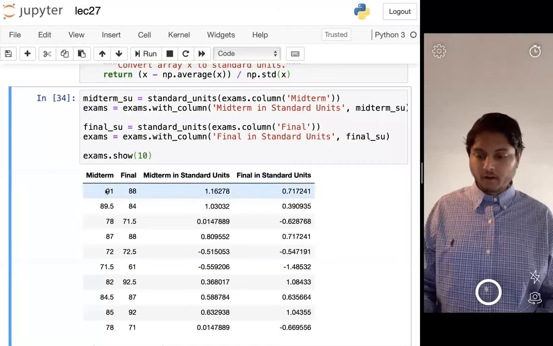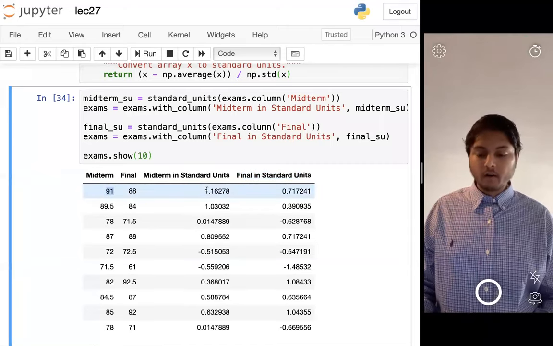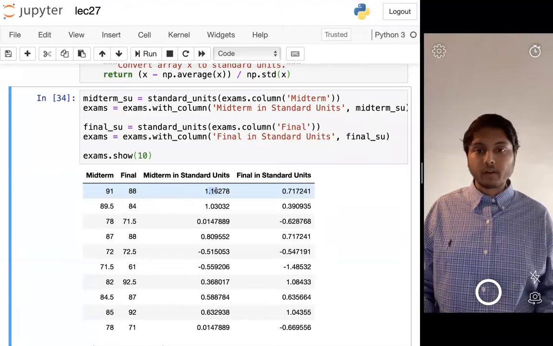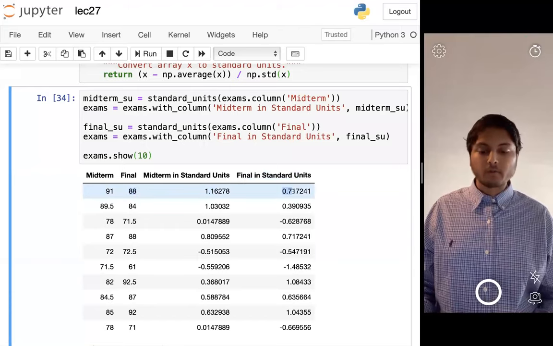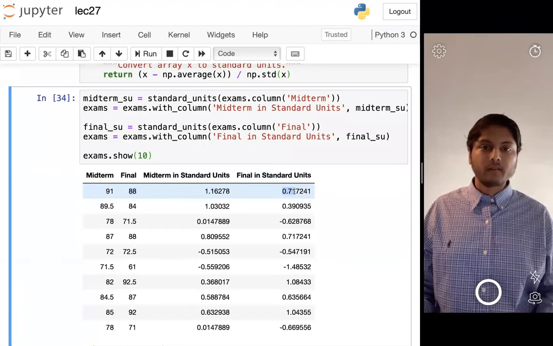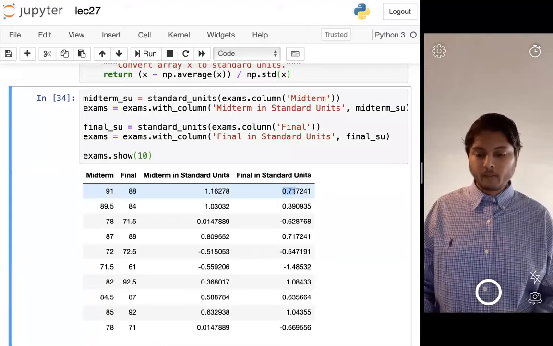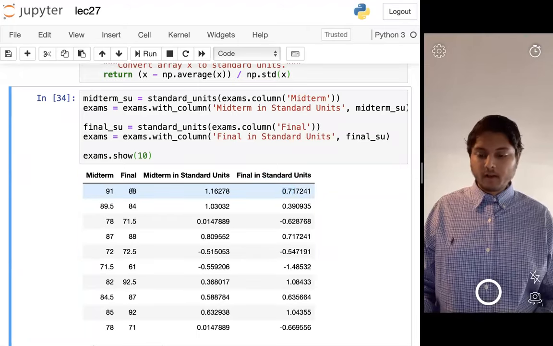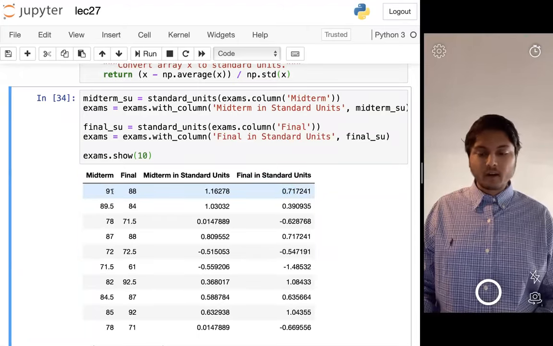So if you look here, this person got 91. That corresponds to 1.16 standard deviations above the average for the midterm. And then on their final, they got an 88. That corresponds to 0.71 standard deviations above the average. It's interesting because 88 isn't that much less than 91. But if you look at these numbers, that's actually quite a drop. 1.16 is quite a bit larger than 0.7.